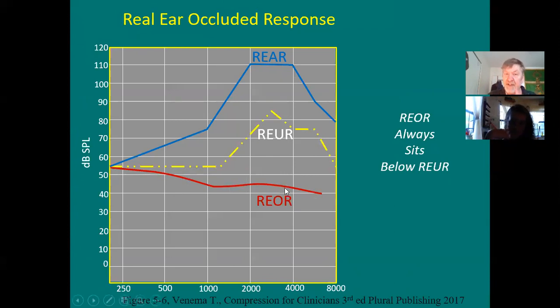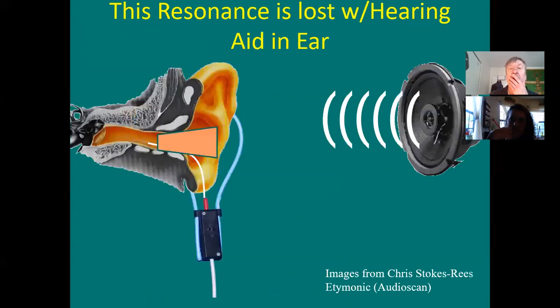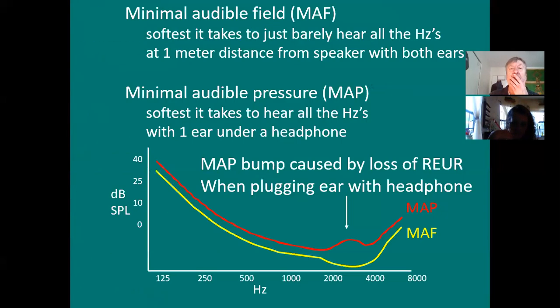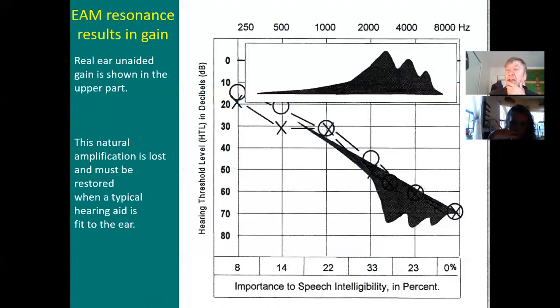Okay? And this has everything to do with that earlier picture that I showed you before. And we'll go back to this guy right here. Okay? When you plug up an ear with a hearing aid, you've lost that outer ear canal resonance. So not only does the hearing aid have to make up for the hearing loss, but it also has to make up for that loss of outer ear canal resonance.